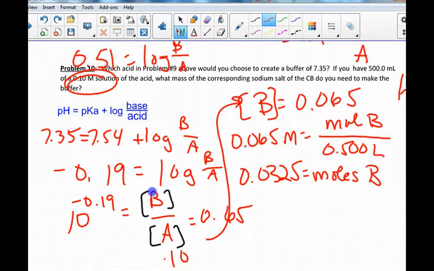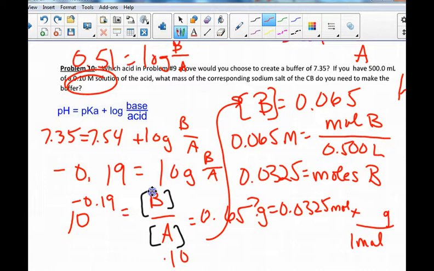And now we've got to figure this out. Well, what are they asking for? How many moles? No, they're asking for what mass. So how many grams is equal to 0.0325 moles? 1 mole on the bottom. And now I need to put grams on top.